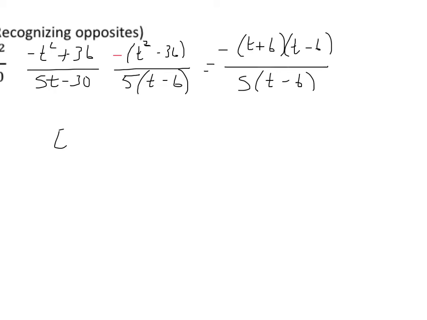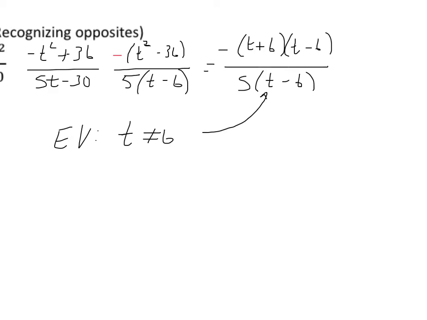So I can state the excluded values. And again, the numerator doesn't matter. So I know that t cannot be positive 6. That's the only variable present, so it's the only scenario we have to worry about.